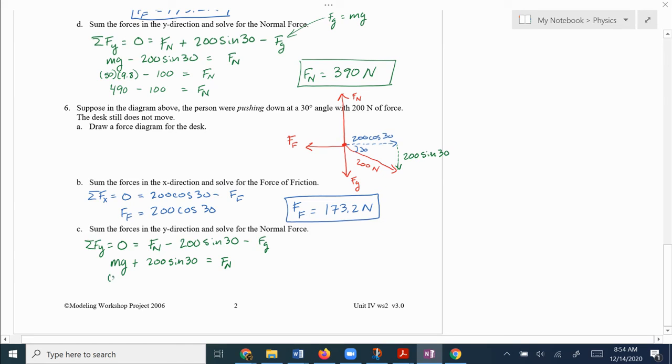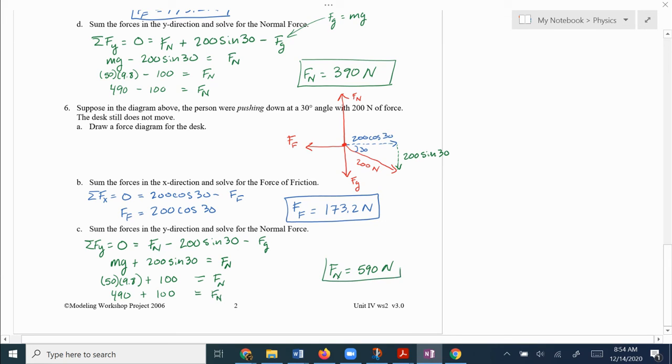At this point, we go ahead and plug in everything. So we have 50 times 9.8 plus 200 times sine 30, which is 100 newtons. Normal force, let's remember this is 490 plus 100. And that's going to tell us that the normal force is equal to 590 newtons.